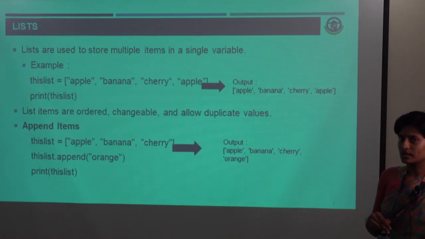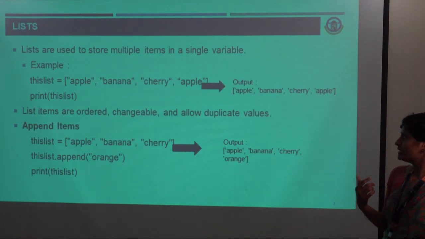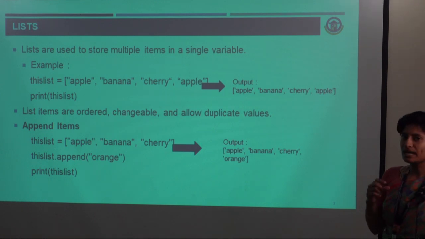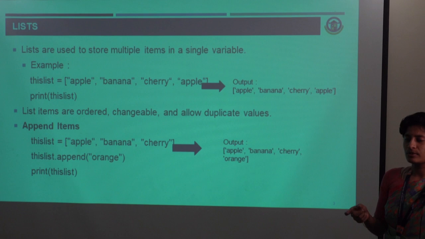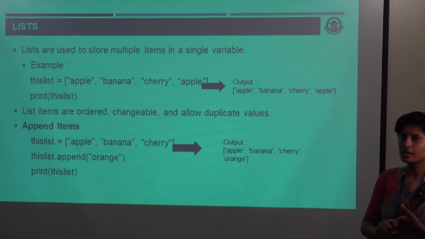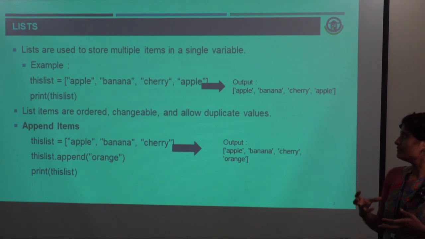First we will see about the list. As I said earlier, list is ordered and changeable, and it allows duplicate values. List is used to store multiple items in a variable. List, set, dictionary and tuples: these four collections are mainly used to store multiple items inside a single variable.